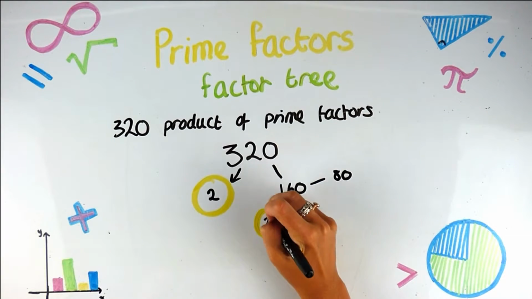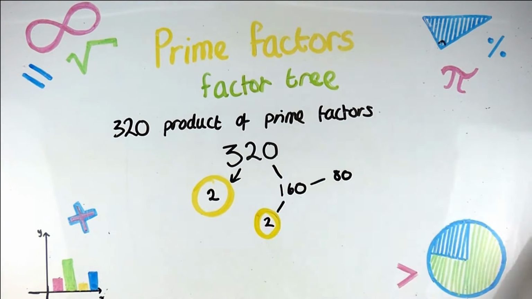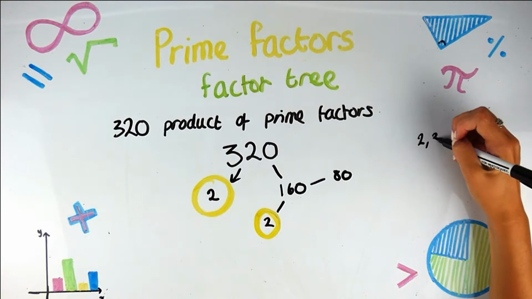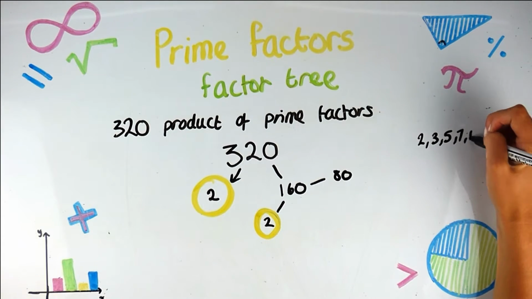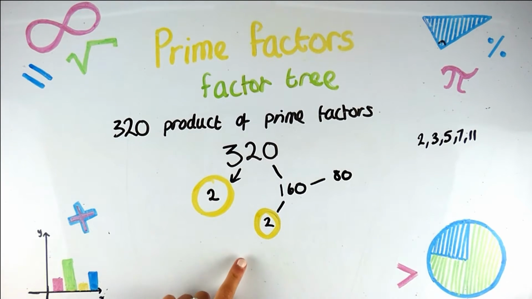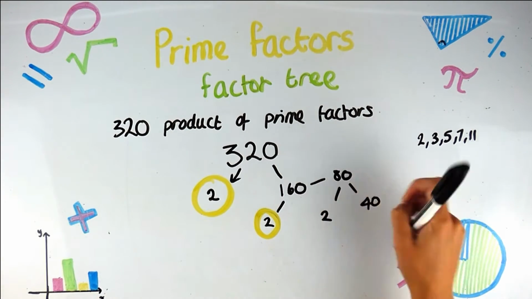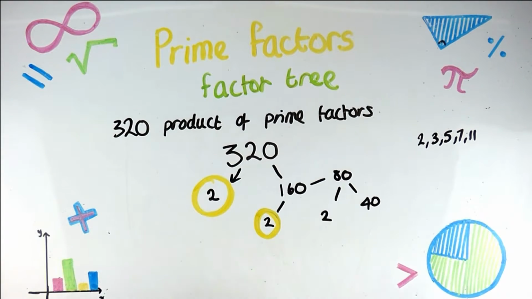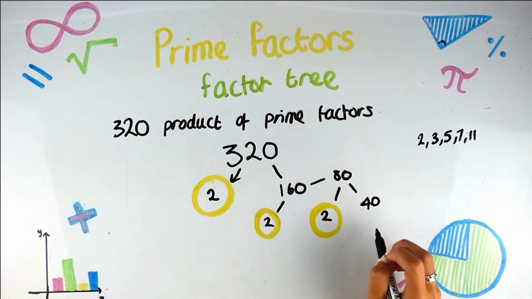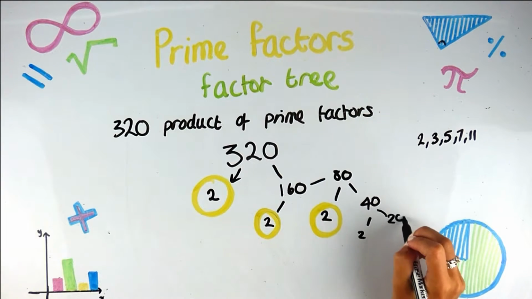I've seen the prime number. You might want to write the first few prime numbers out, if you don't remember them, just so you know when to spot them. 2 again and 40. A lot of 2's here. 2 times 40. Oh, prime number. You don't have to use a different colour. 2 times 20.